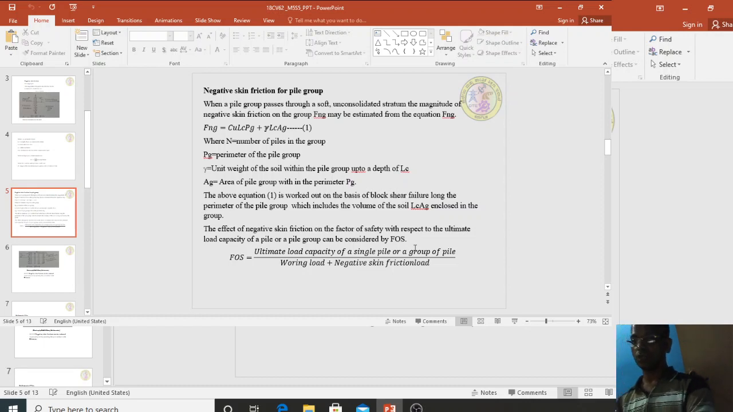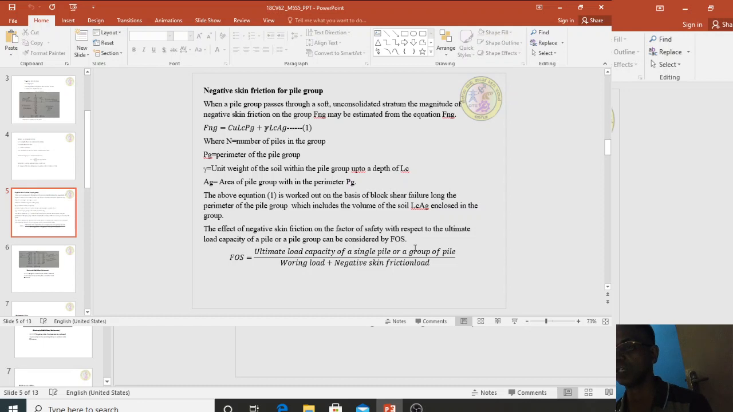Fng is equal to Cu Lc Pg plus gamma Lc Ag, where n is the number of piles in the group and Pg is the perimeter of the pile group. Gamma is the unit weight of the soil within the pile group up to a depth of Lc. Ag is the area of the pile group within the perimeter Pg.